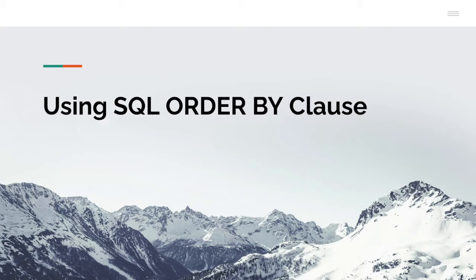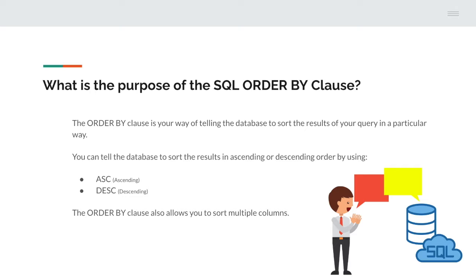Let's take a look at how we can use the SQL order by clause. Now, what is the purpose of the order by clause? The order by clause is your way of telling the database to sort the results of your query in a particular way. You can tell the database to sort the results in ascending or descending order by using the following keywords at the end of the order by clause. So, ASC would stand for ascending, and DESC would be for descending order.